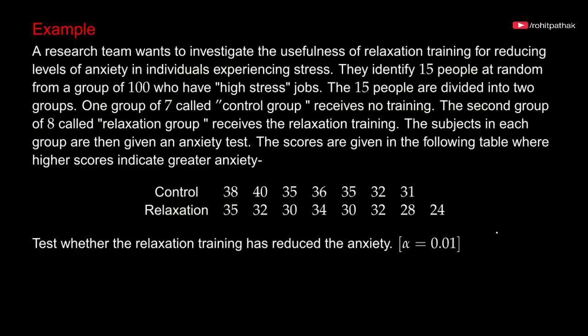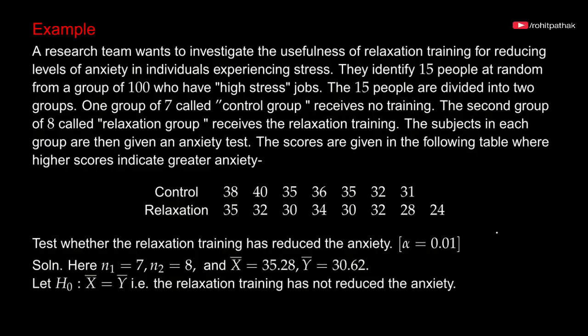Test whether the relaxation training has reduced the anxiety at level of significance 1%. So here the size of first group is 7, size of second group is 8, mean score of control group is 35.28 and mean score of relaxation group is 30.62. So here we see that the score is different.